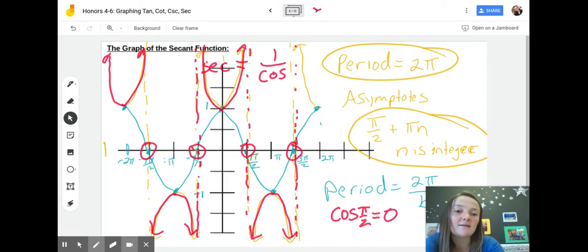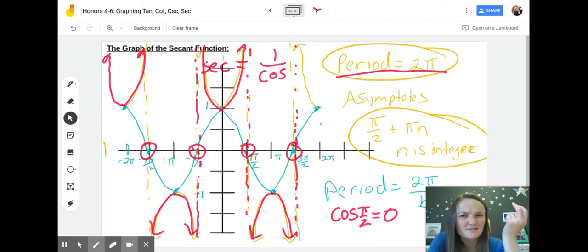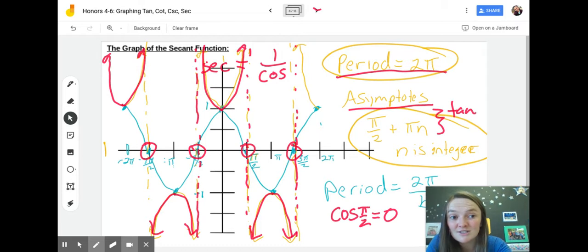Biggest thing here, the period of secant is the same as the period of cosine. It's 2 pi. Same thing with the graph of cosecant. Cosecant is really similar to the sine function, and the sine function's period is 2 pi. So last thing here, the asymptotes. Asymptotes are going to happen in iterations of pi over 2 plus pi n. That's kind of a throwback to tangent. Tangent also has asymptotes at pi over 2 plus pi n. So that's just kind of a fun fact there.